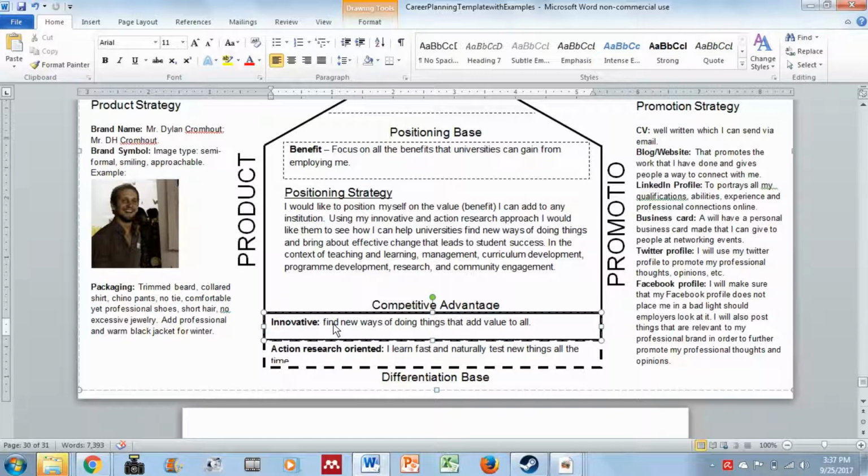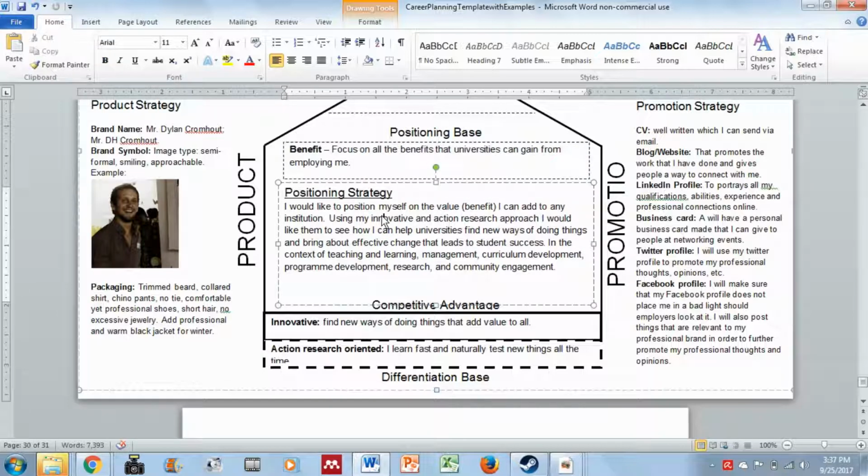Okay. Then I look at my positioning base. I suggest that my positioning base is benefit, because I focus on all the benefits that the universities can gain from employing me, or that's what I'm going to focus on. I'm going to focus on promoting myself not as the cheapest, which would be price and quality, or features, that I'm action research oriented, but rather focus on the benefits. And you can add more than one here, obviously. You don't only have to have one.